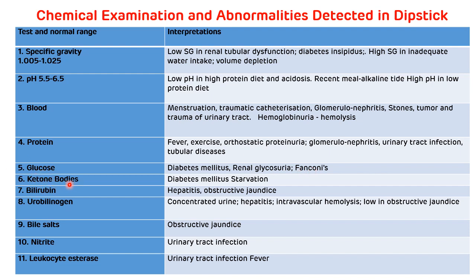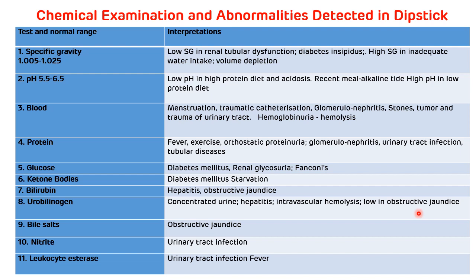Then excretion of ketone bodies is seen in diabetes mellitus, uncontrolled diabetes mellitus, and in starvation. And presence of ketone bodies in urine can be detected by Rothera's test. Then another chemical examination is related to bilirubin, and excretion of bilirubin in urine is seen in hepatitis and obstructive jaundice. Bilirubin in urine can be detected by Fouchet's test. Urobilinogen in urine is seen in concentrated urine, hepatitis, intravascular hemolysis, and low in obstructive jaundice.